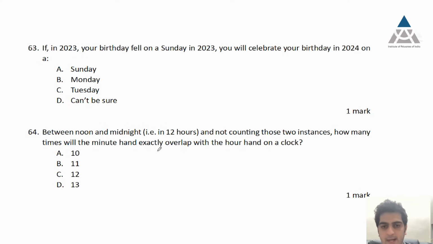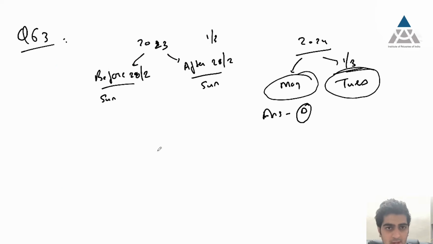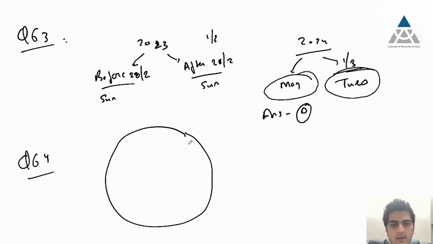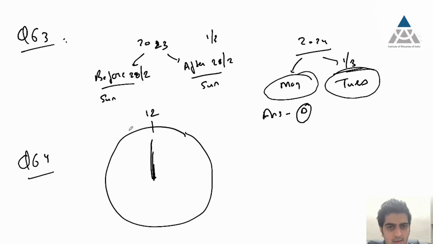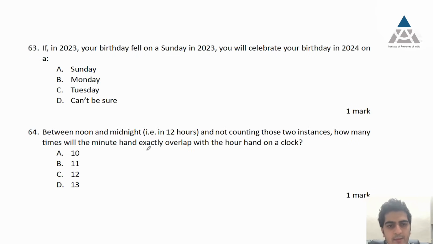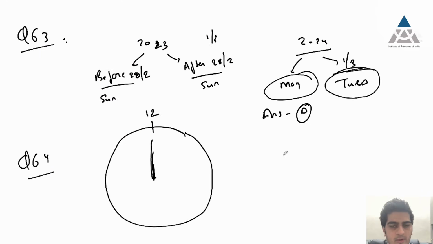So it says between noon and midnight, that is in 12 hours, and not counting those two instances, how many times will the minute hand exactly overlap with the hour hand on a clock? Okay, so this is a very nice one. Question 64, and all it says is, between noon and midnight, that is at 12 o'clock basically. At 12 o'clock, I hope you know that the hour, minute and seconds hands are all on the same one. So between noon and midnight, not counting these two instances, these two we don't need to count. How many times will the minute hand exactly overlap the hour hand on a clock?